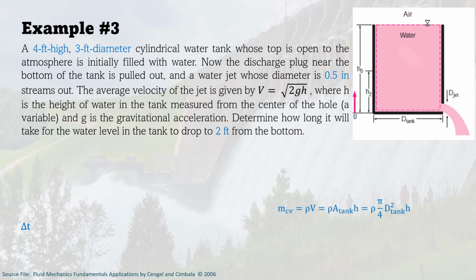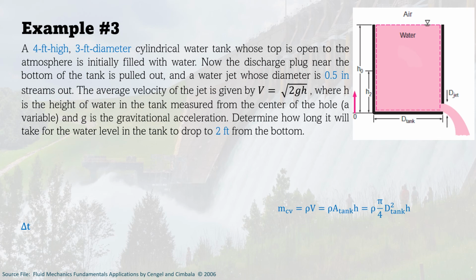So we have here another example. We have a 4 feet high, 3 feet diameter cylindrical water tank. The water tank that is commonly used is cylindrical, so this is an example of that. The tank is open to the atmosphere and is initially filled with water. As you can see here, it's full of water.